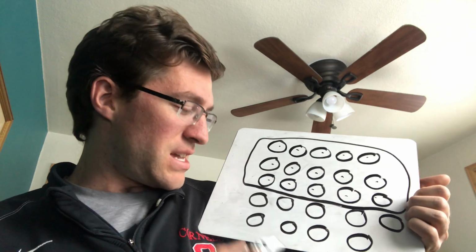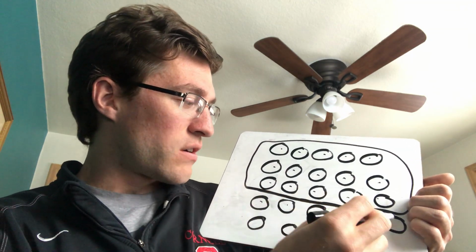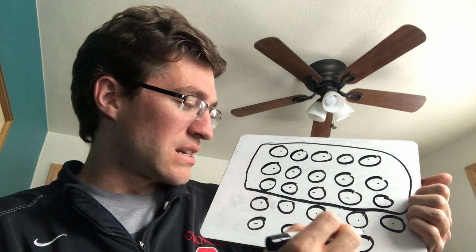So which ones did he eat? He must have eaten the ones that aren't in the bowl. So 1, 2, 3, 4, 5, 6, 7, 8, 9. Sam must have eaten 9 blueberries.